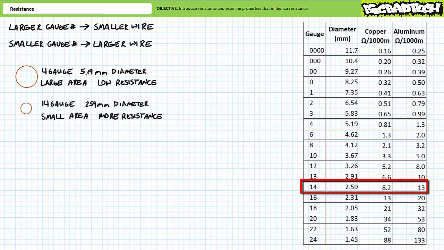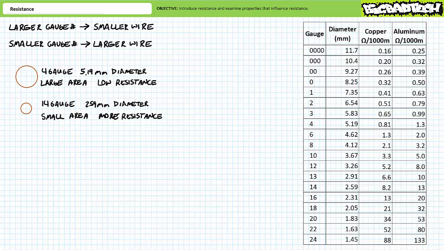If you draw that same wire through a die 10 more times, it gets thinner and thinner every time it's drawn through it, and it becomes a thinner 14-gauge wire with a diameter of 2.59 millimeters. Get it? Higher gauge means a thinner wire, or one with a smaller diameter.